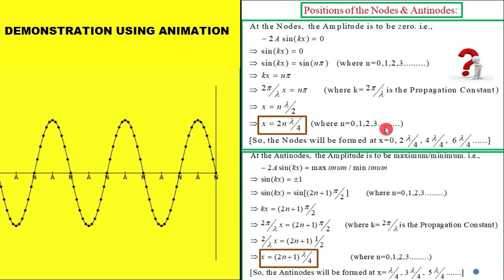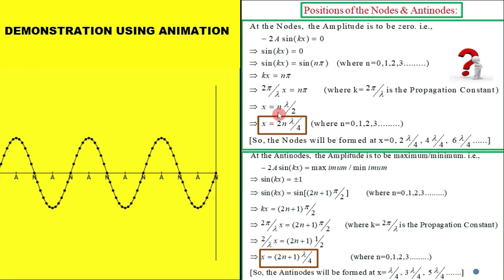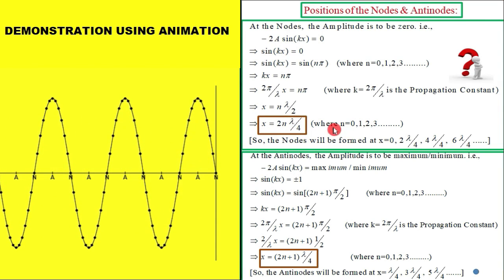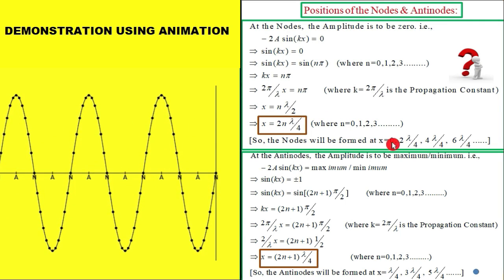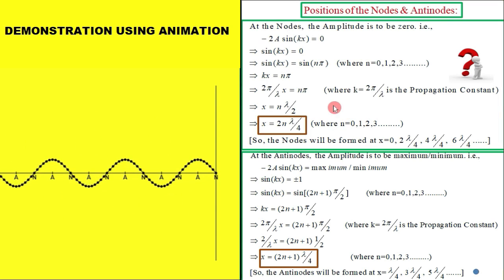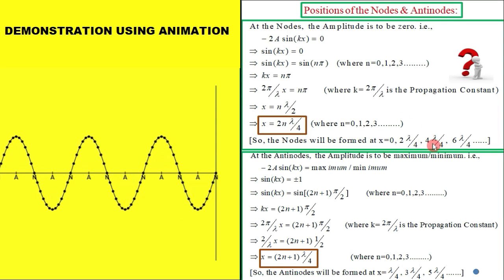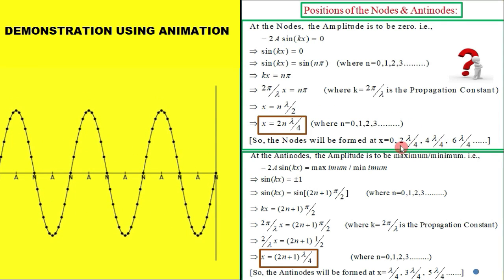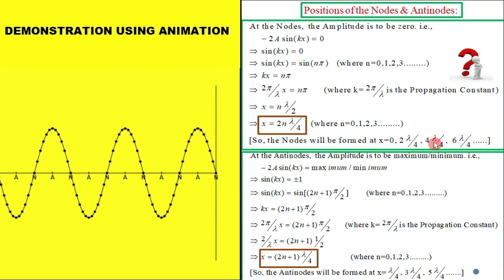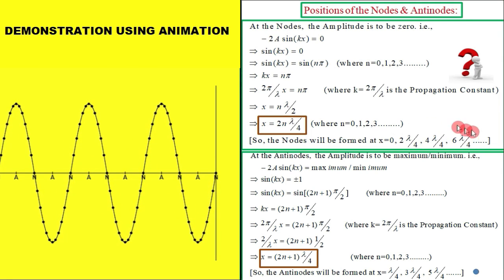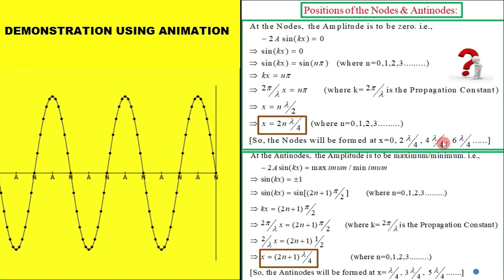Where n is this. What do you mean by that? 2n into lambda by 4. At these positions of x, you will get nodes. At what positions? Put n equal to 0. What will you get? x is 0. So at 0 you will get a node. Put n equal to 1 in this equation, you will get 2 lambda by 4. Again similarly put 2, you will get 4 lambda by 4. Like this you will get. So you can see here, these are the positions of the nodes: 0, 2 lambda by 4, 4 lambda by 4, 6 lambda by 4, which means I can tell that at all the even positions of lambda by 4, I am getting the node points.